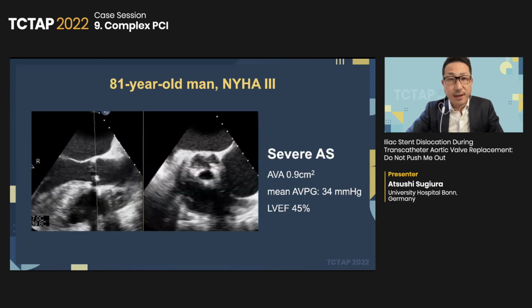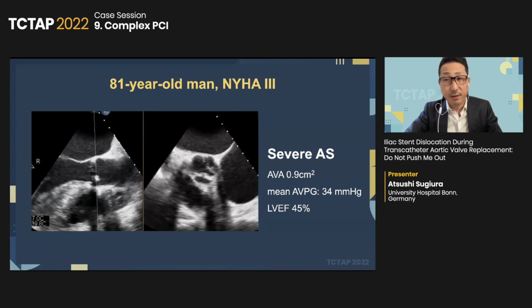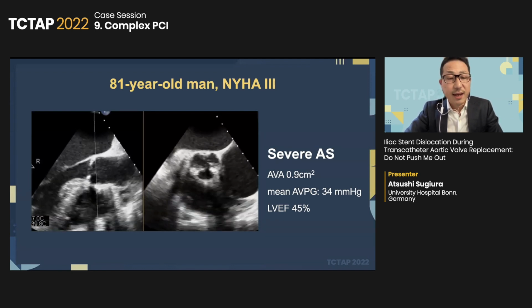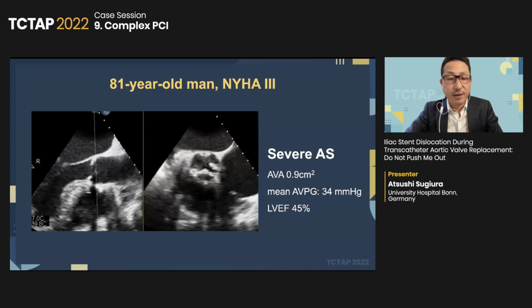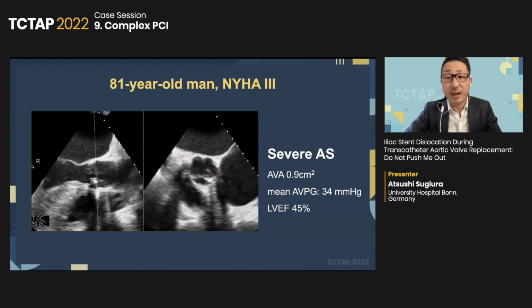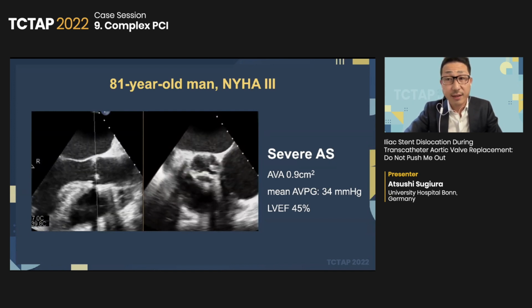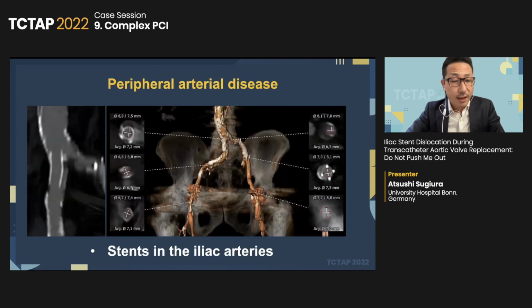He is an 81-year-old gentleman, and the patient was referred to us because of increasing dyspnea and was diagnosed with severe aortic stenosis. The aortic valve was calcified with an aortic valve area of 0.9 square centimeter, and LV function was fairly reduced. He also had a background of peripheral artery disease, or PAD, and had received 2 stents in both iliac arteries.